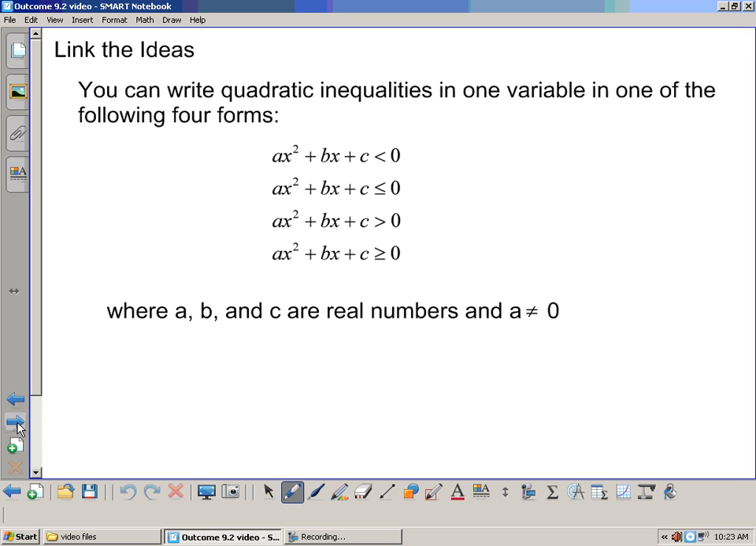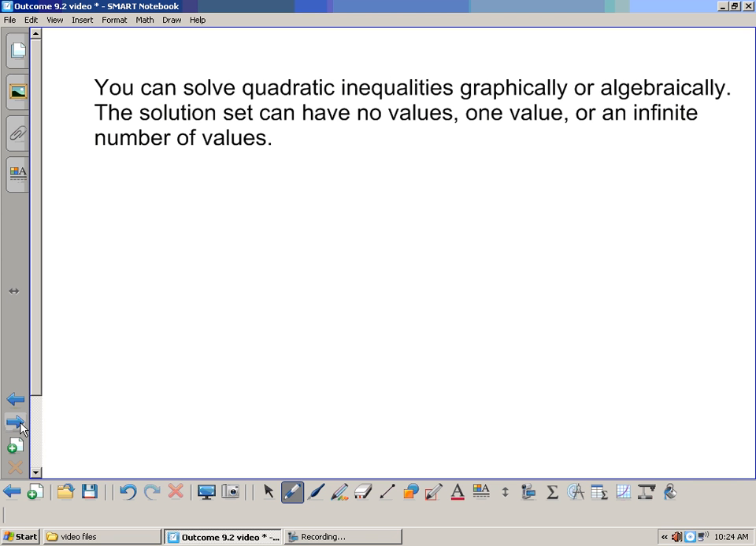We can have quadratic inequalities in one variable in one of the following four forms. You notice that we only have an x variable in these questions, and we can have less than or equal to, greater than, or greater than or equal to. A, B, and C are all real numbers, but A cannot be 0. If A is 0, we no longer have a quadratic inequality. We can solve quadratic inequalities graphically or algebraically. The solution set can have no values, one value, or an infinite number of values.